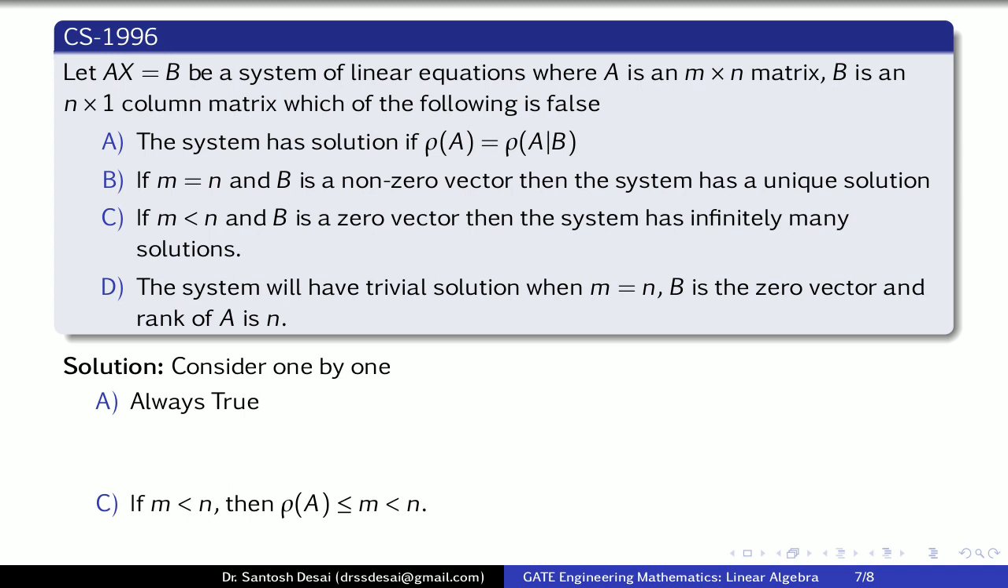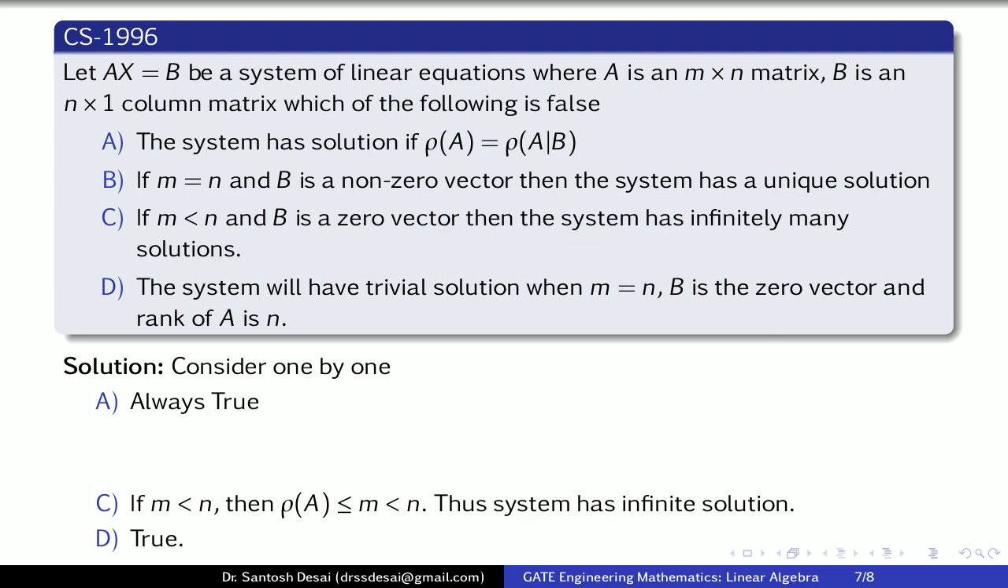It is given here that m is less than n, that is, the number of equations is less than the number of variables. So here rank of A is less than or equal to m, and it is again less than the number of variables. And also the RHS B is a zero vector, and therefore obviously the system has infinitely many solutions. And the last one, this is very straightforward and it is also true.